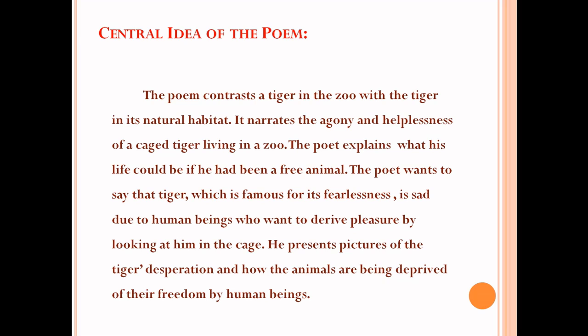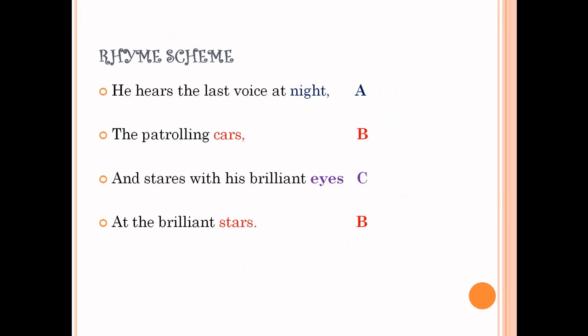He presents pictures of the tiger's desperation and how the animals are being deprived of their freedom by human beings. जो पोएट है वो एक तरह के दृश्य प्रस्तुत करता है टाइगर की डेस्परेशन यानी कि उसकी हताशा की, और किस तरह से जो जानवर हैं वो उनकी आज़ादी से वंचित कर दिए जाते हैं इंसानों के द्वारा. इस बात को, इस एक स्थिति को पोएट ने अपनी इस कविता में दिखाना चाहा है.